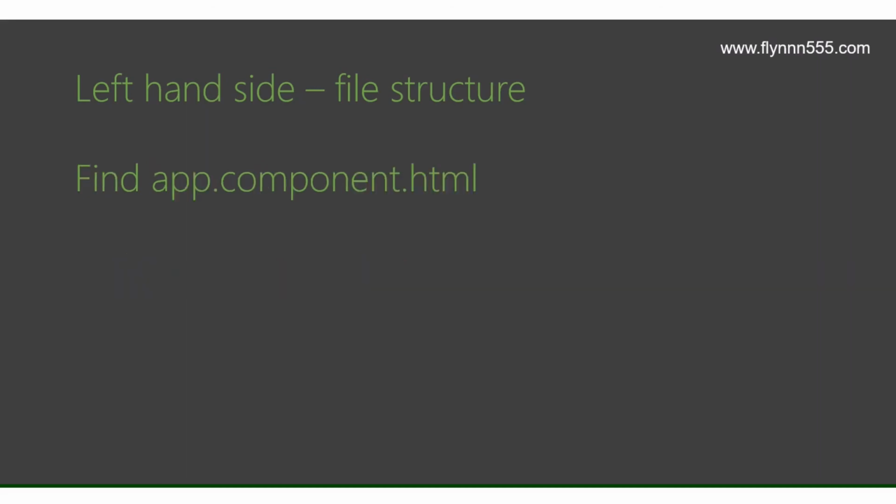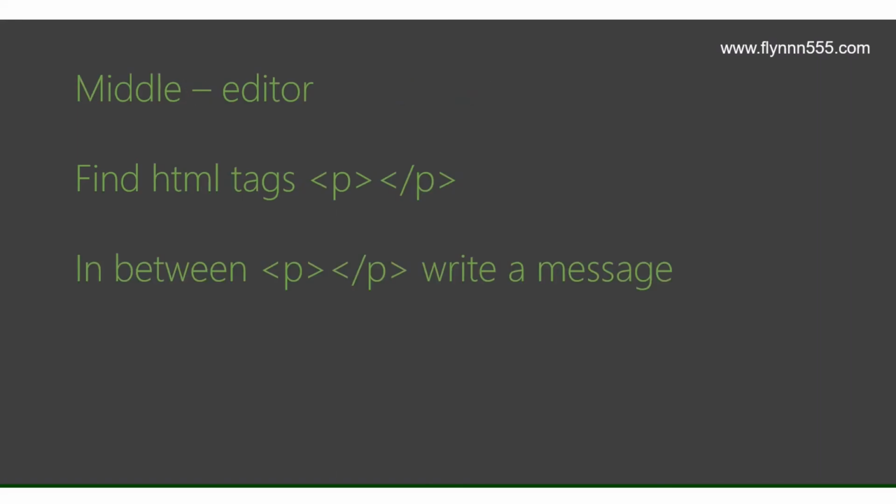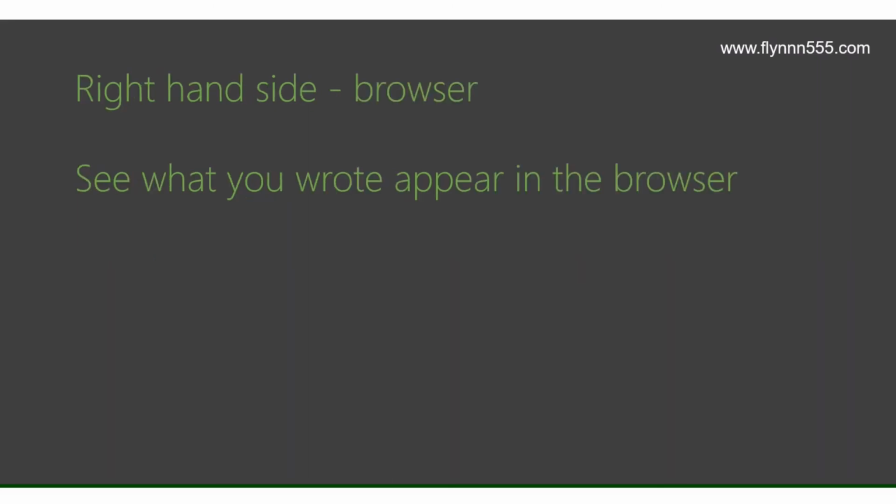In the left-hand side, file structure, we navigated to app.component.html. When app.component.html loaded into the editor, we found the paragraph tags. In between the paragraph tags, we wrote a message. On the right-hand side, we saw that message appear in the browser as you would if you were surfing the internet and came across this web app.